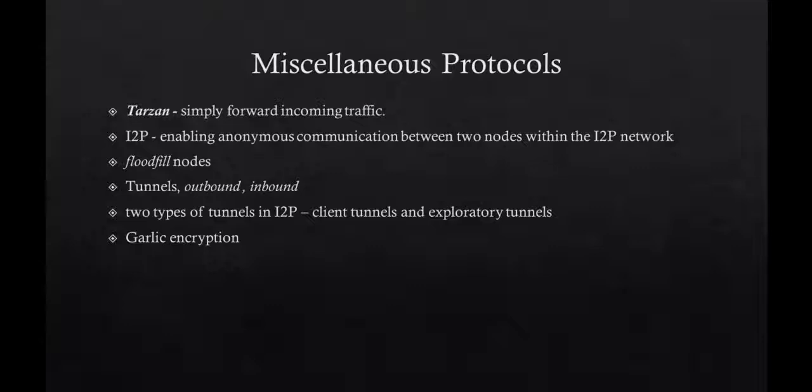Floodfill nodes have router contact communication as well as destination contact communication. Here, communication channels are referred to as tunnels. The outgoing traffic is called outbound and incoming traffic is referred to as inbound. There are two types of tunnels in I2P: client tunnels and exploratory tunnels. Client tunnels are used for application traffic, whereas exploratory tunnels are used to send administrative information.